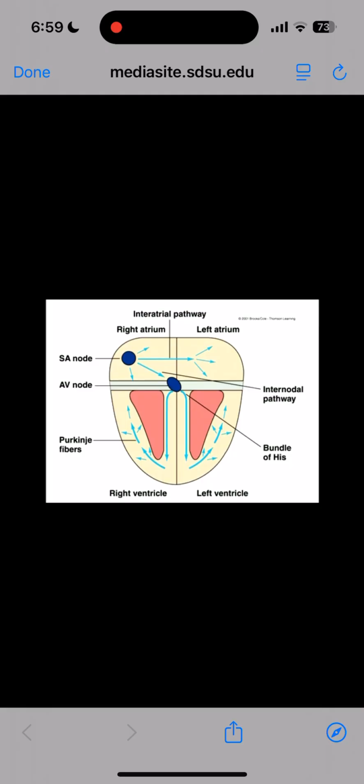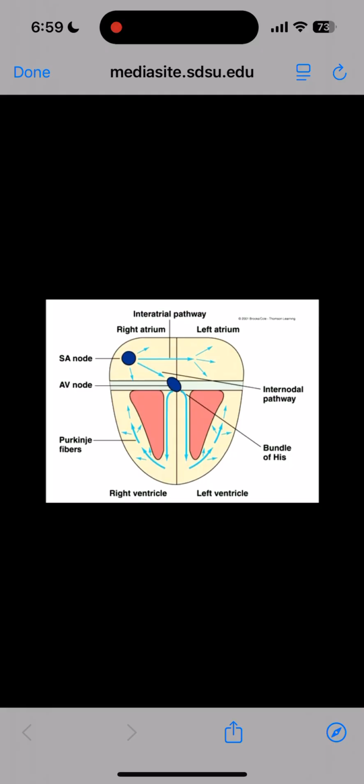So the complete pathway would be SA node to interatrial, internodal pathway to atrial myocytes, to AV node, bundle of His, Purkinje fibers, and ventricle contractile cells or ventricle myocytes. Now, in this pathway, all of the blue lines represent tracts of pacemaker cells. And they are different based on how quickly they reach threshold. So the SA node reaches threshold the fastest.